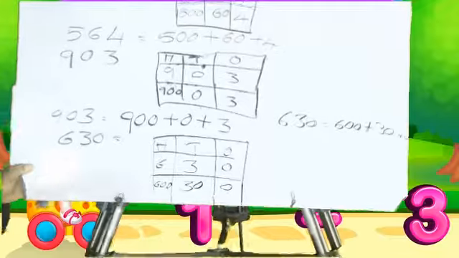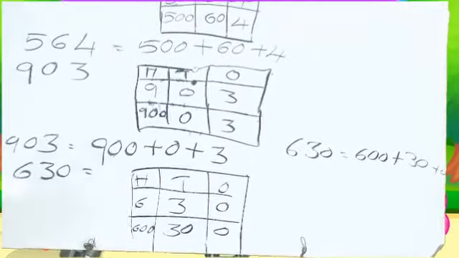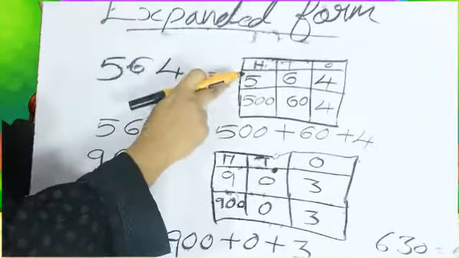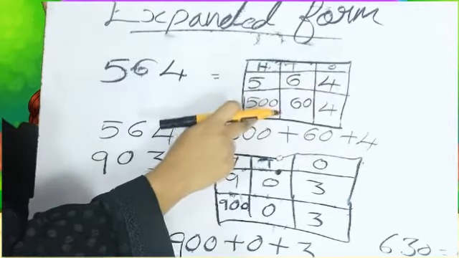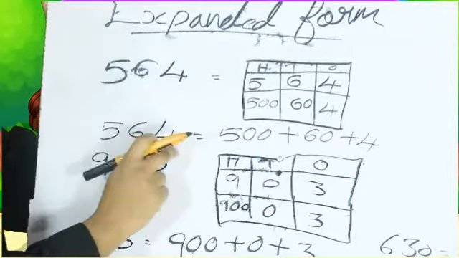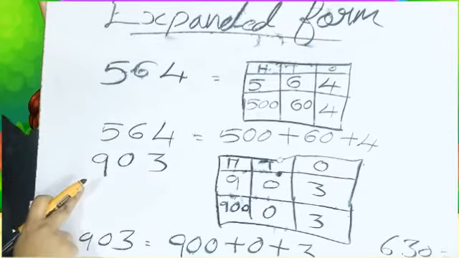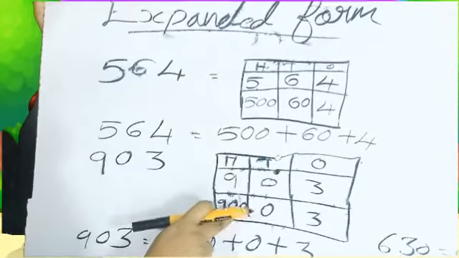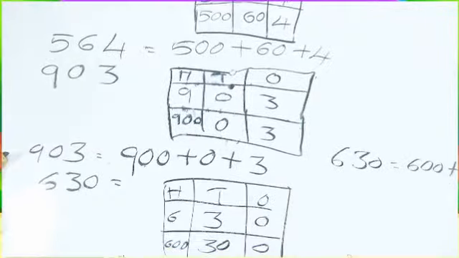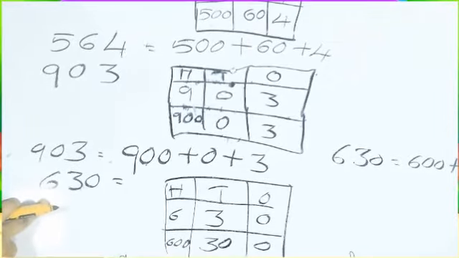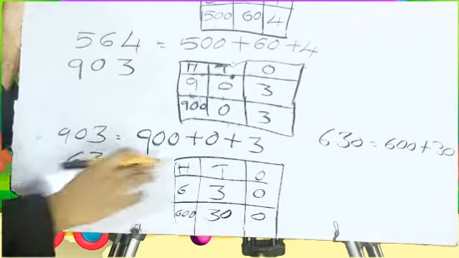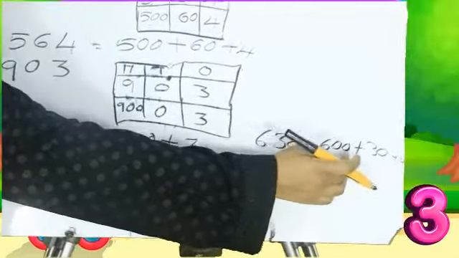You can write only that if you want. Again listen. 564: 500, 6 tens, 4 ones. That means 500 plus 60 plus 4. This is 564. Then another example, 903: 900 plus 0 plus 3. Then 630: 6 hundreds means 600, 3 tens means 30, 0 ones. 600 plus 30. This is expanded form.